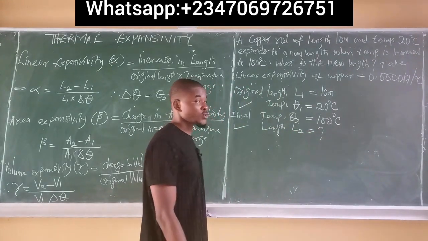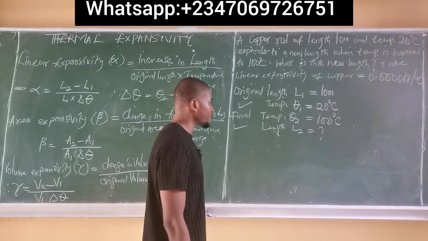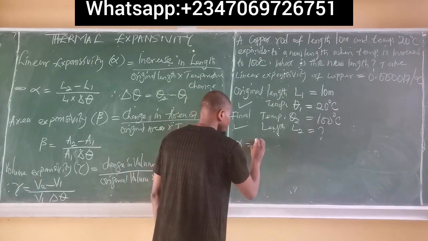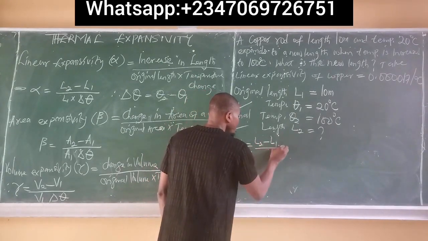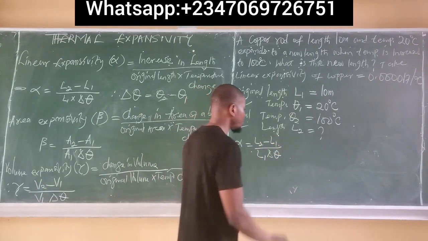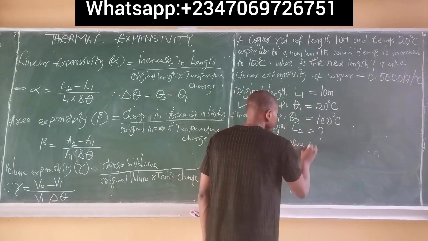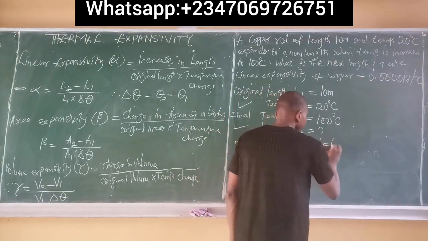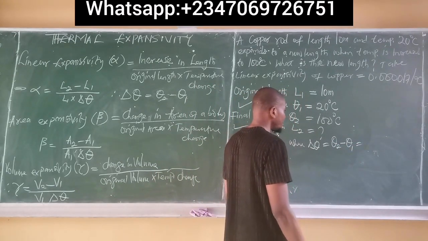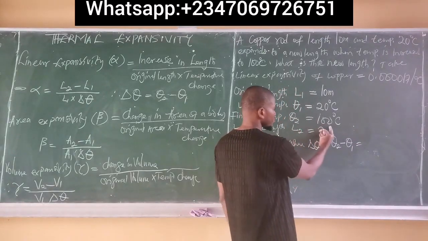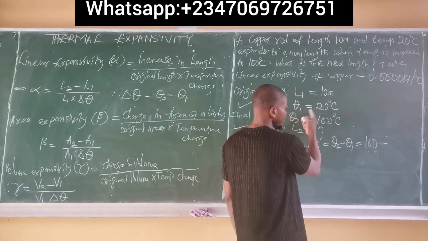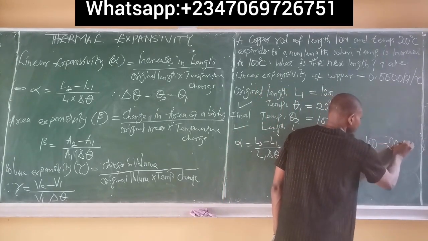So we simply employ our equation for linear expansion, and we know that linear expansivity alpha is given as L2 minus L1 all over L1 times the change in temperature. Like I told you earlier, the change in temperature, delta theta, simply means theta 2 minus theta 1, which is the final temperature minus the initial temperature. The final temperature theta 2 was given as 100 degrees Celsius, and the initial temperature was given as 20 degrees Celsius. So 100 minus 20. So this will give us what?